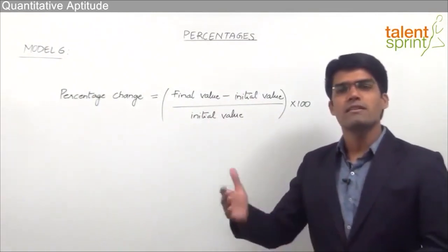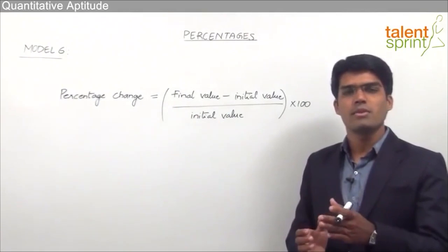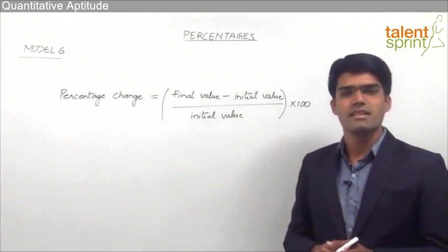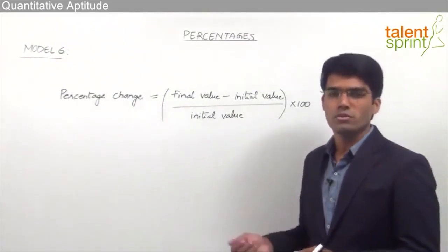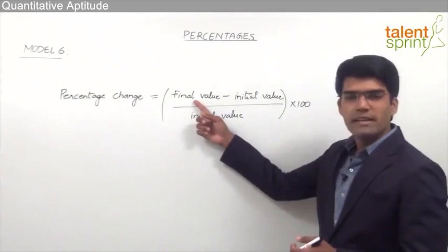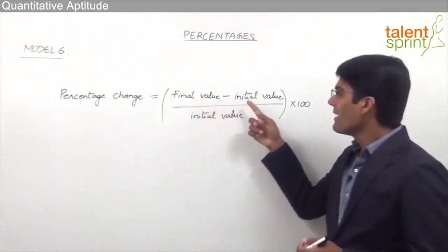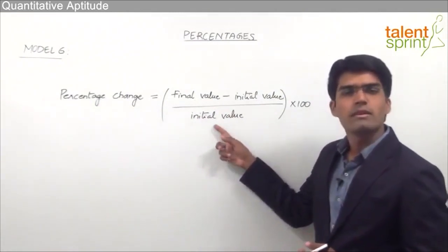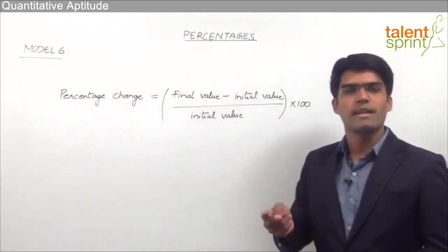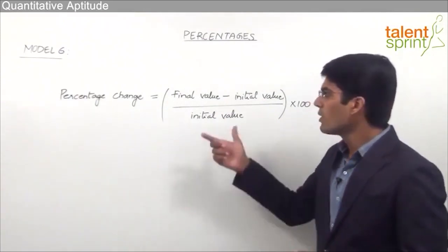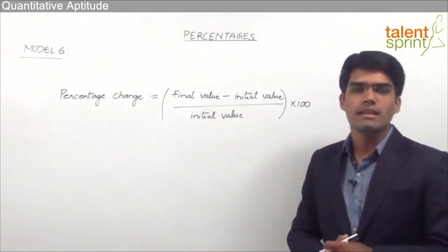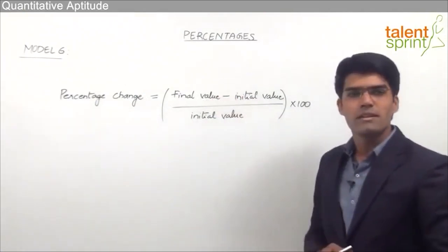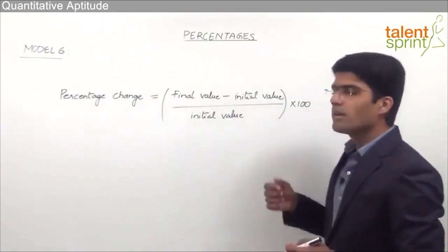Similarly, if the population of a country is given for various years, let's say from 2001 to 2010, then to find out the percentage change in population from 2001 to 2010, we can take the answer as final value, that is the population in 2010, minus initial value, the population in 2001, by initial value, that is again the population in 2001, into 100. So this is how whenever we need to find out a percentage change between two values, we always take it as final minus initial by initial value into 100, or that is nothing but the difference of two values by initial value into 100.